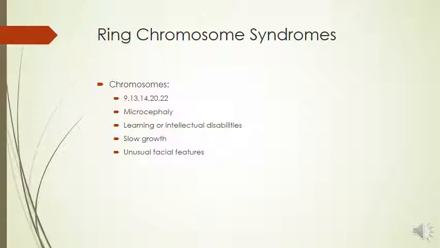If we look at some of the ring chromosome syndromes, these arise de novo. All of them involve microcephaly, a small head, learning disabilities or intellectual disabilities, slow growth, and unusual facial features. The ring chromosome syndromes involve chromosomes 9, 13, 14, 20, and 22.